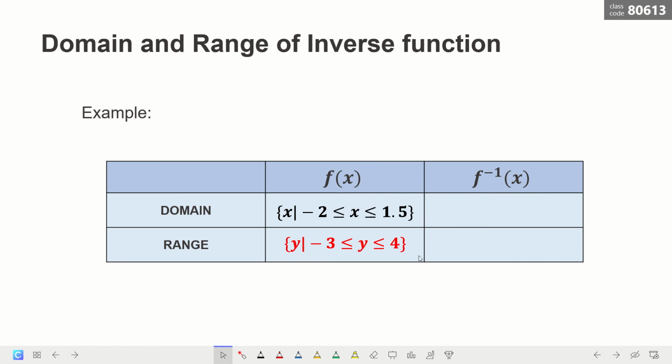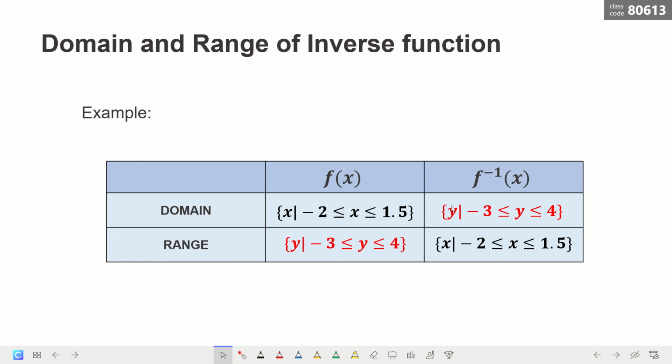kabaliktaran nito. So, interchange of these two. The interchange of the domain and range of our original. So, therefore, the domain and range of our inverse function is, ayan. So, ito ang domain, ito yung magiging range niya.